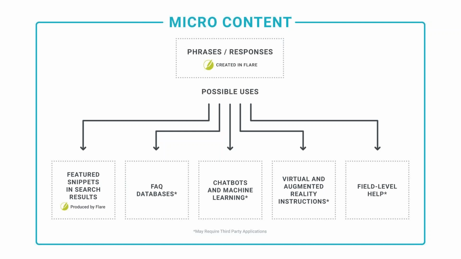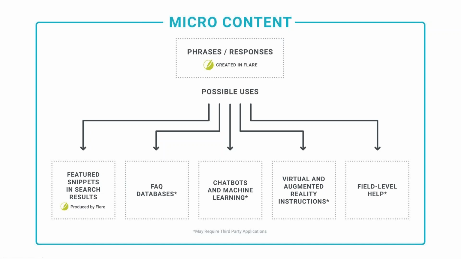So as we see in this image, microcontent that we create in Flare starts as phrases and responses, and they can become custom featured snippets in our search results. And that's the easiest, most immediate way to use microcontent with Flare, and that's actually what we're implementing out of the box. That's going to be our focus in the next minute or so, because that's what we're doing out of the box with that easy button.